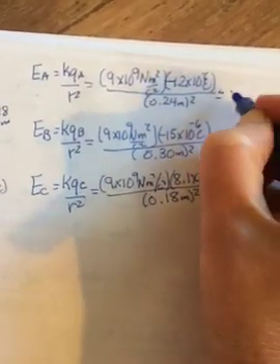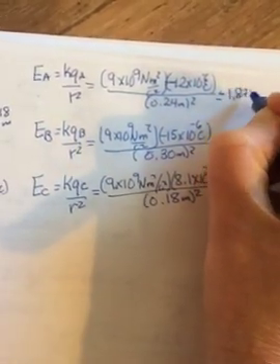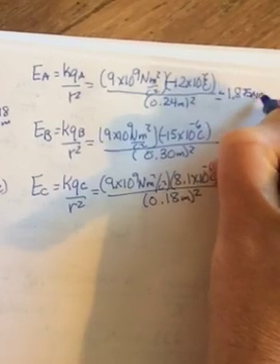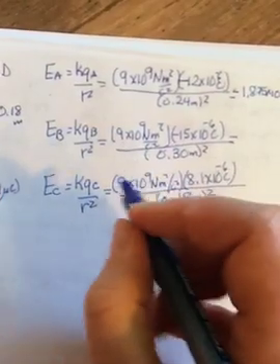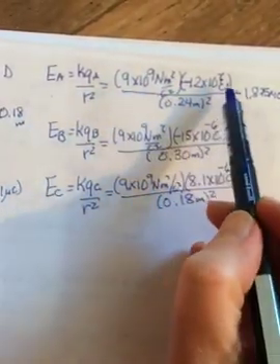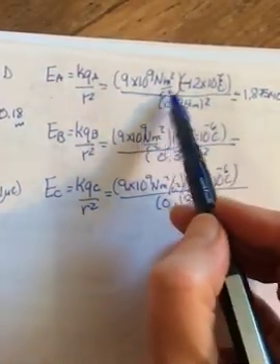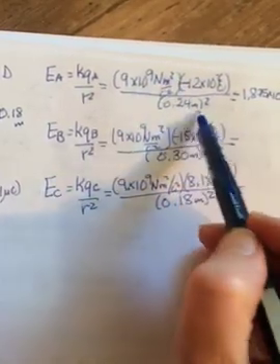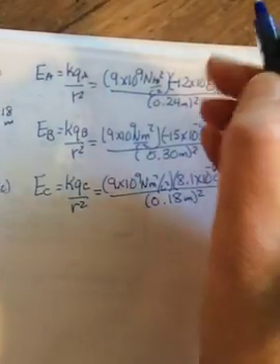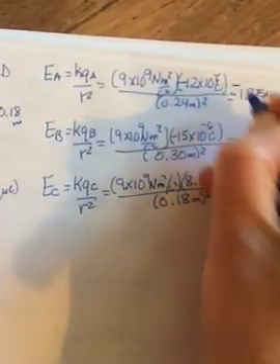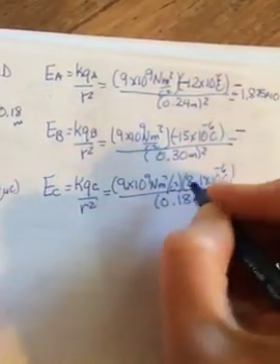And for the first one, you should get 1.875 times 10 to the 6th newtons per coulomb. Oh, I forgot to talk about that. What is field measured in? So the coulombs here, one coulomb's going to cancel. The meter squared's going to cancel, and it's going to leave you with newtons per coulomb. And this one's going to be a negative. This one's also going to be a negative.